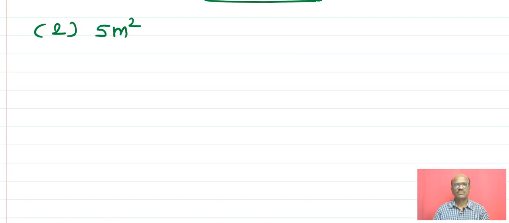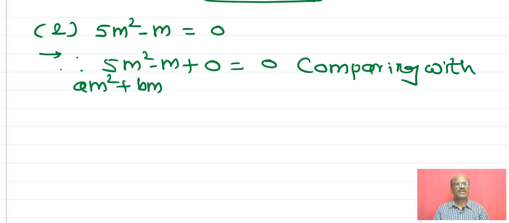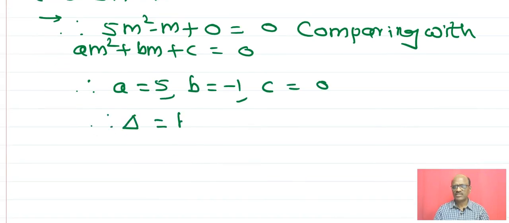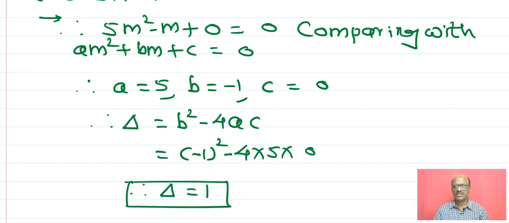Number 2, 5m square minus m equals to 0. Now again, 5m square minus m plus 0 is equal to 0. Comparing with am square plus bm plus c equals to 0, a is equal to 5, b is equal to minus 1, c is 0. These are simple questions, finding the discriminant. We have also done them in the practice set. Therefore, delta is equal to b square minus 4ac, minus 1 square minus 4 into 5 into 0. That is delta is equal to 1. This is the value of the discriminant.